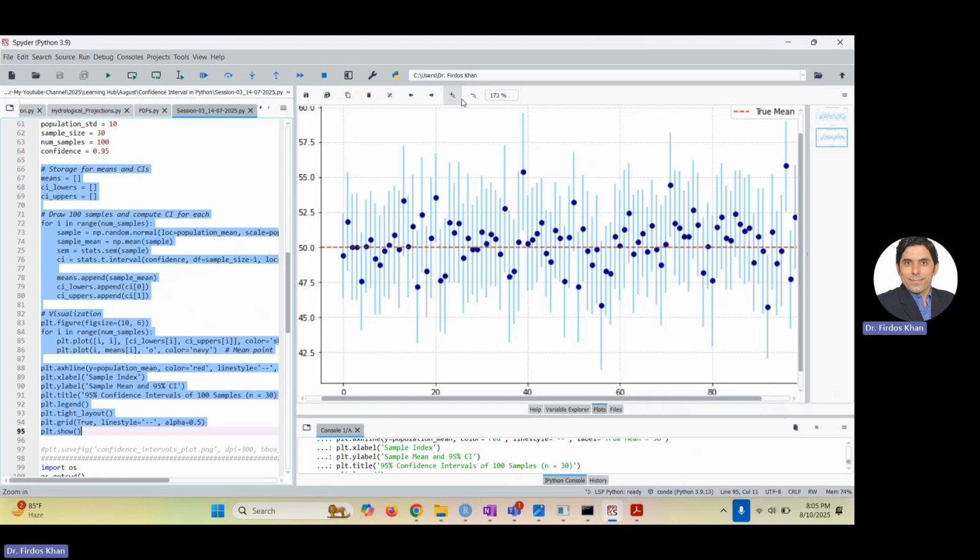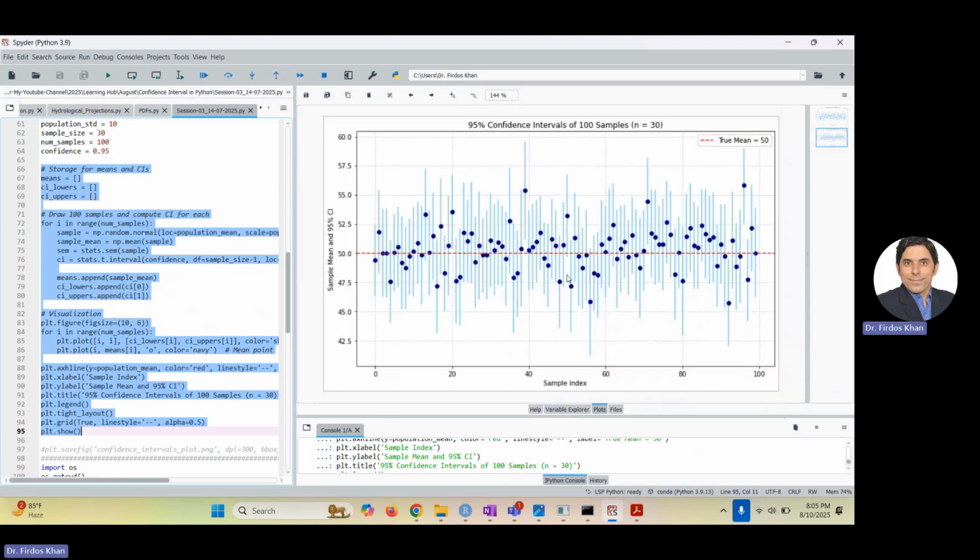Okay, so look at this. These blue lines are the confidence interval for each sample, and the dark blue dot is the sample mean for each data set, and the red line is the true mean, that is the population mean. So you can see how many samples covered the population mean. Look at this. This did not cover, this did not cover, and this did not cover, and there can be others. So this is one way to plot it.